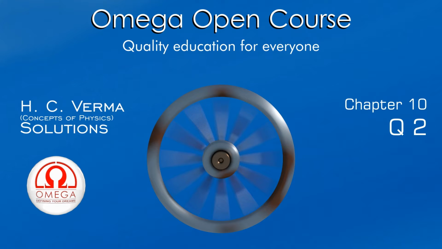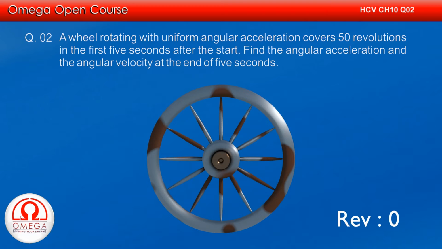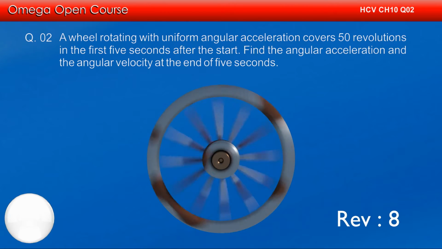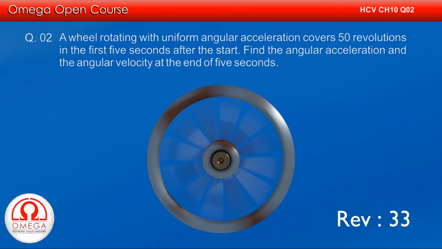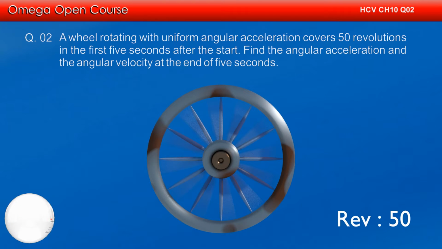H.C. Verma, Chapter 10, Question Number 2. A wheel rotating with uniform angular acceleration covers 50 revolutions in the first 5 seconds after the start. Find the angular acceleration and the angular velocity at the end of 5 seconds.